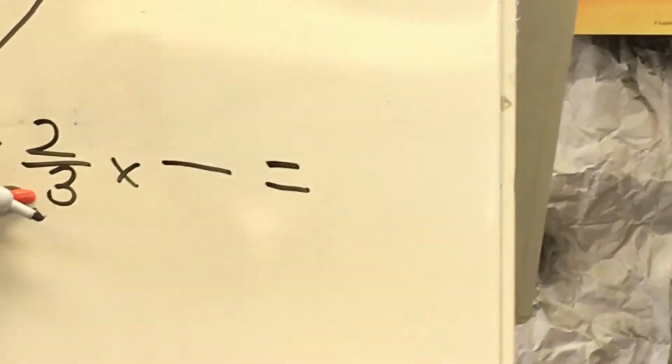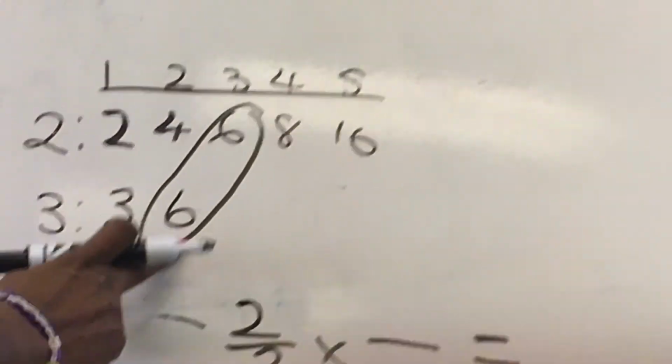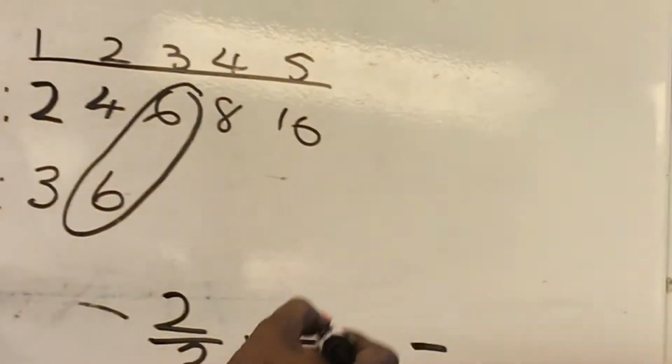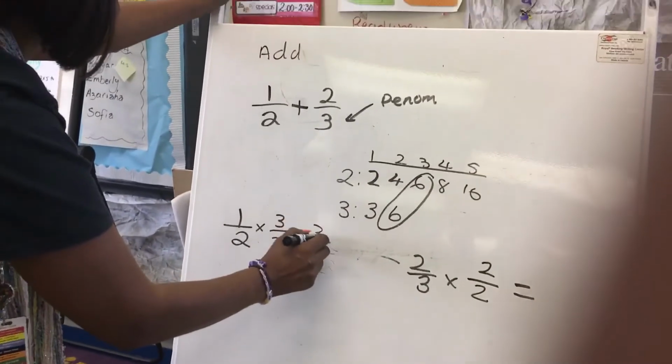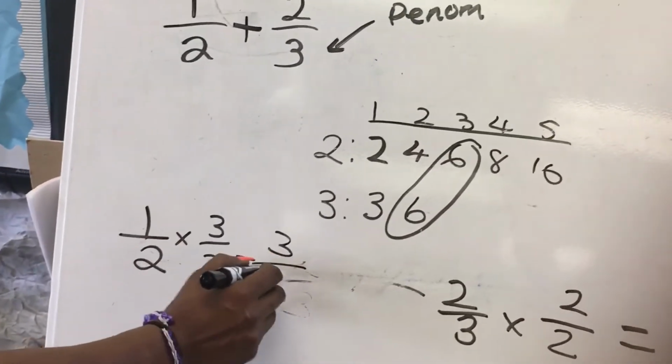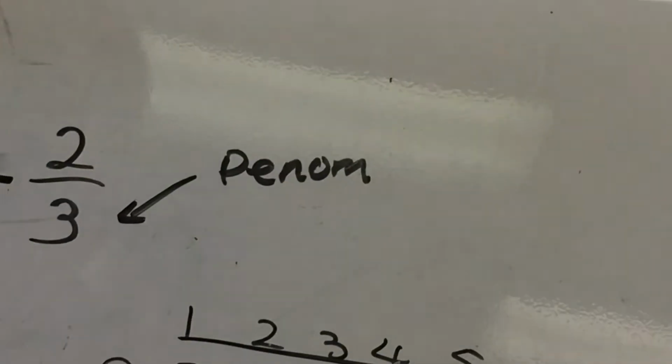And we're looking at the 3 times table. How much did it take to get to the common multiple? It is 2 times. So whatever you do at the bottom, you have to do at the top. Then we multiply. 1 times 3 is 3. 2 times 3 is 6. Let's go over here. 2 times 2 is 4. 3 times 2 is 6. So now we have the same denominator.